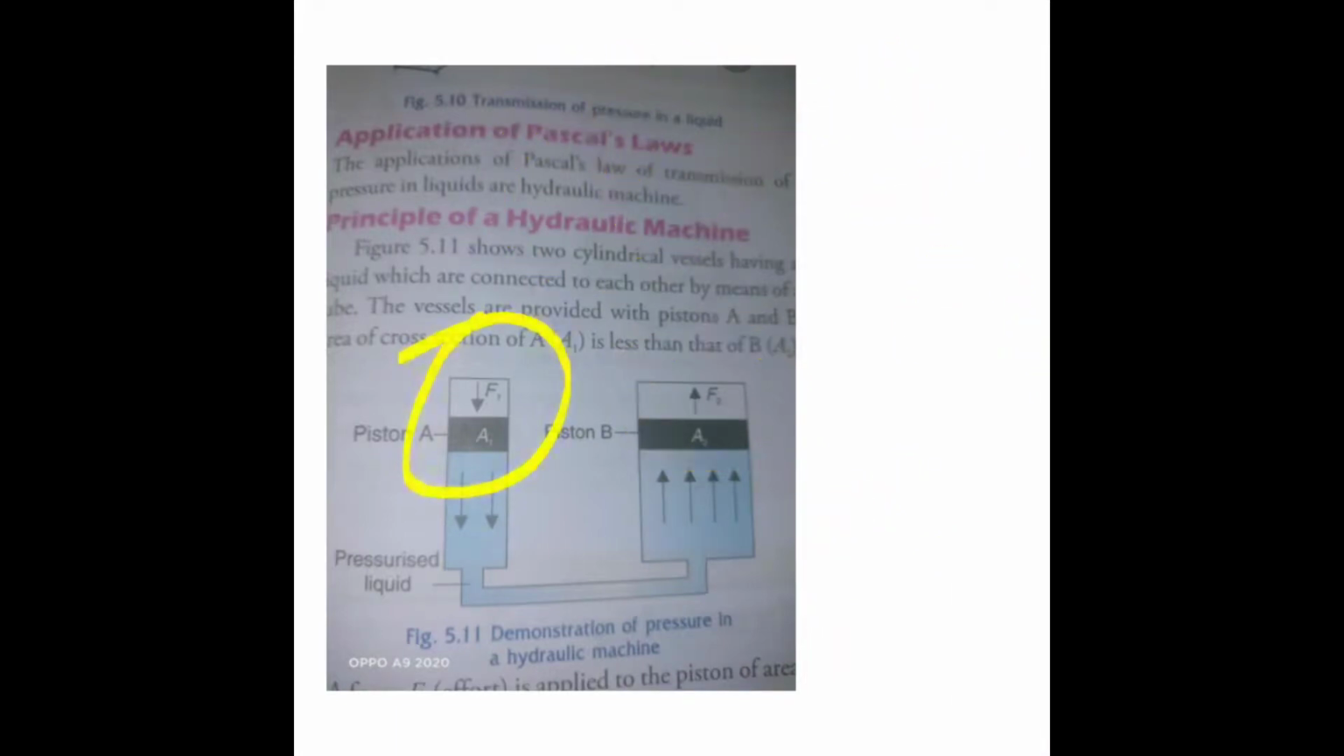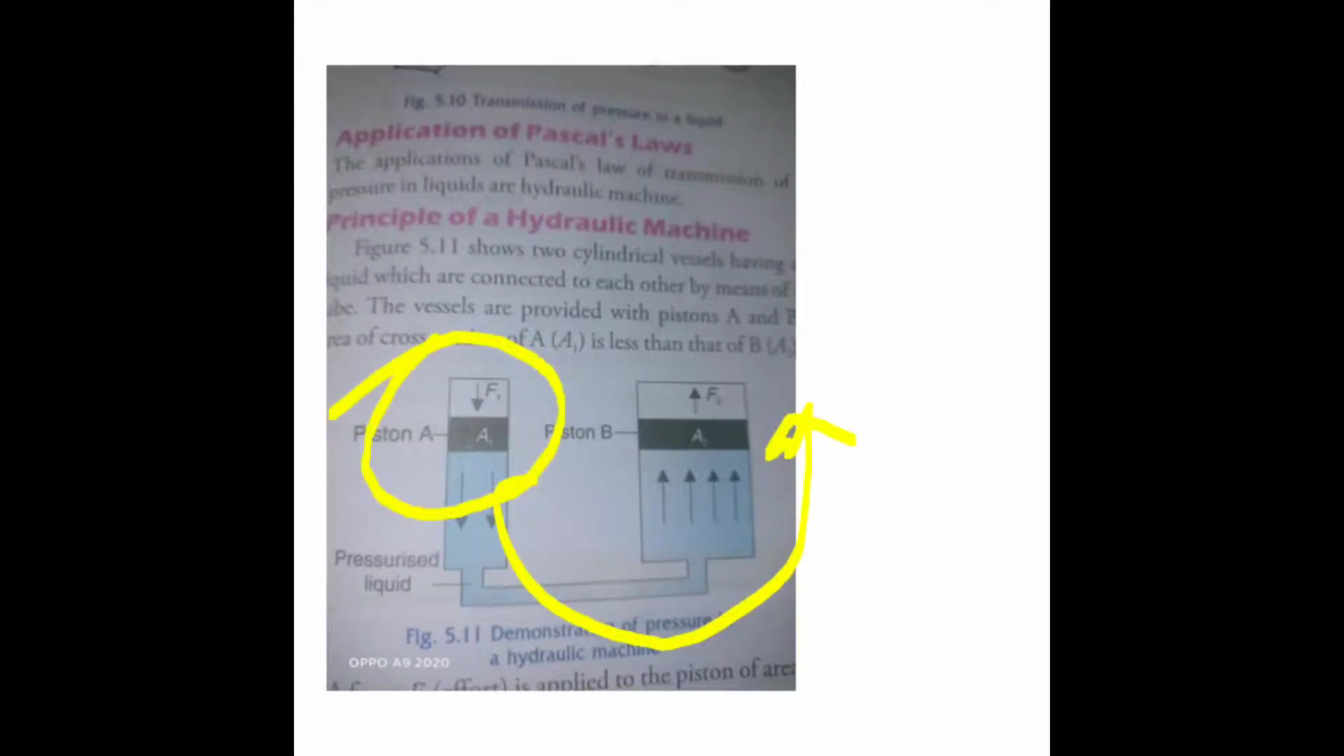If I ask what is Pascal's law, according to Pascal's law, pressure exerted in an enclosed vessel gets transmitted equally in all directions. What is the principle of the hydraulic machine? The principle of the hydraulic machine states that when a small force is applied on a small cross-sectional area, it produces a large force on a large cross-sectional area, provided the pressure remains the same at both ends or terminals.